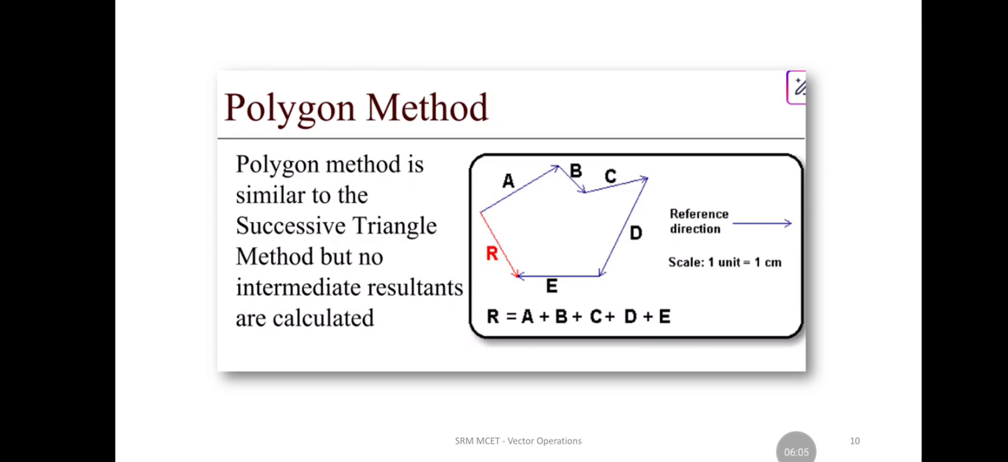So if the vectors follow one particular direction, the resultant vector r will be the addition of all these, and it will be opposite to the direction of a, so it will follow a different direction. So that is the polygon method. So r is equal to a plus b plus c plus d plus e, but it should be in the opposite direction.